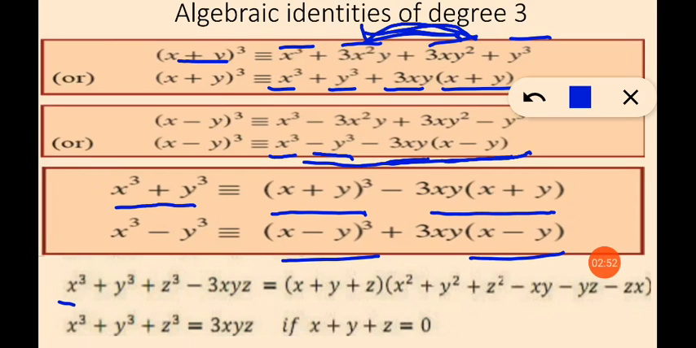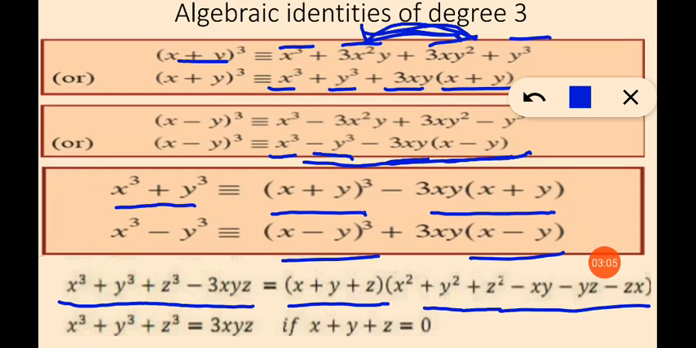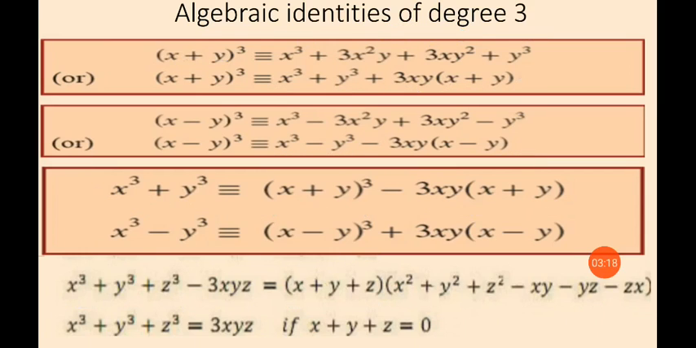And the last one, x cube plus y cube plus z cube minus 3xyz is equal to (x plus y plus z) multiplied by (x square plus y square plus z square minus xy minus yz minus zx). Also, if x plus y plus z is equal to 0, then x cube plus y cube plus z cube is equal to 3xyz. So students, you will note all these identities also in your copy, and you have to learn all these identities also.